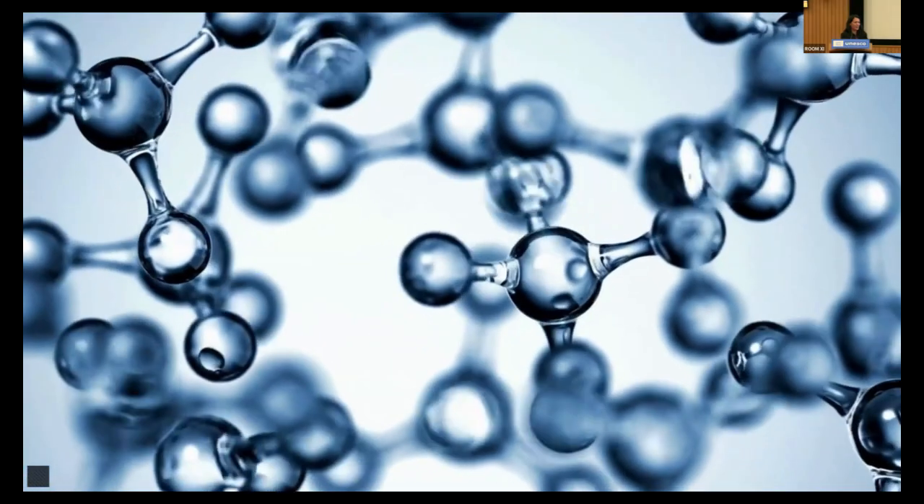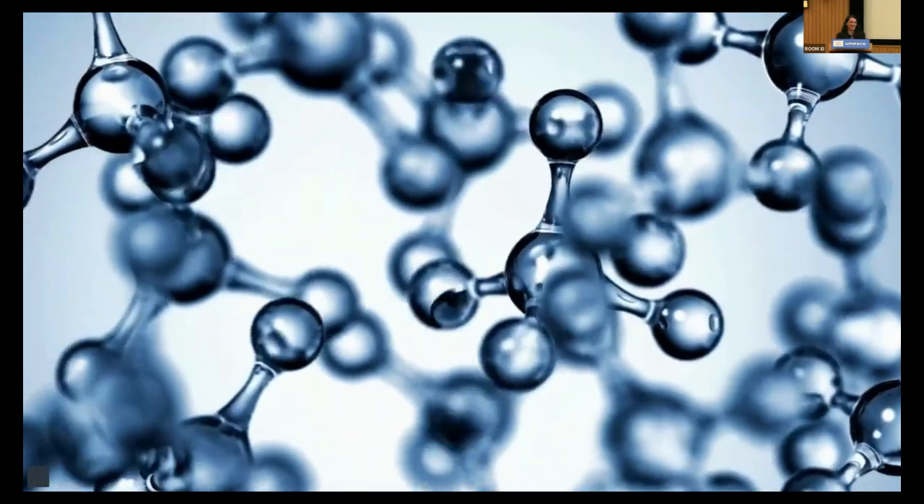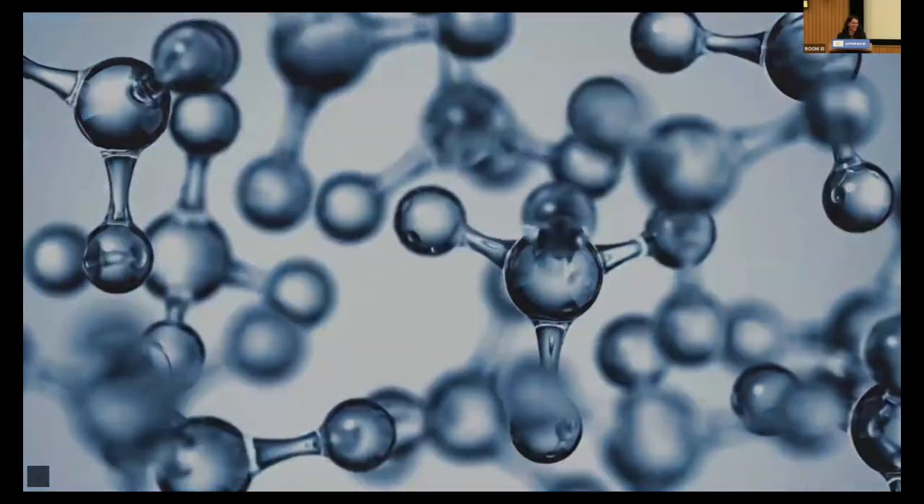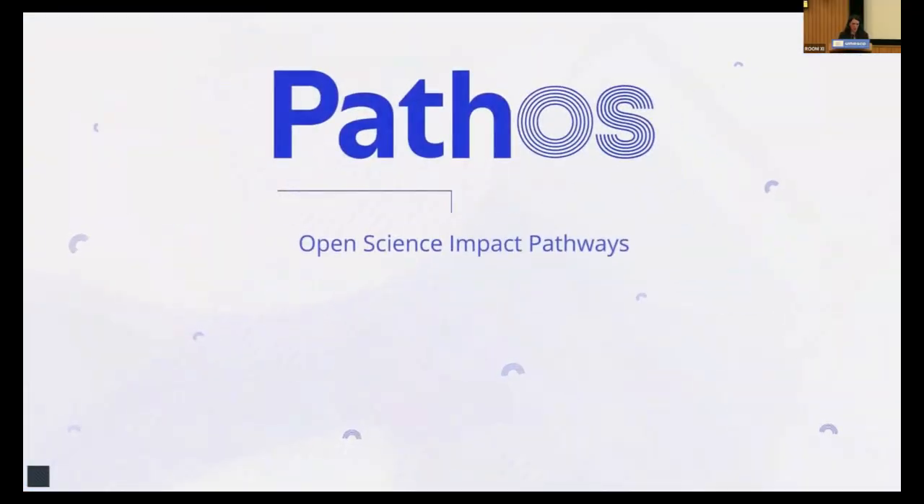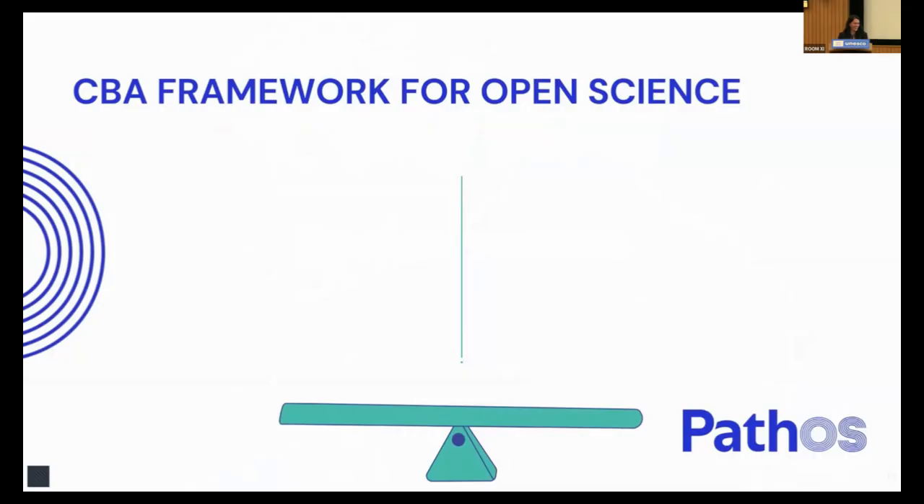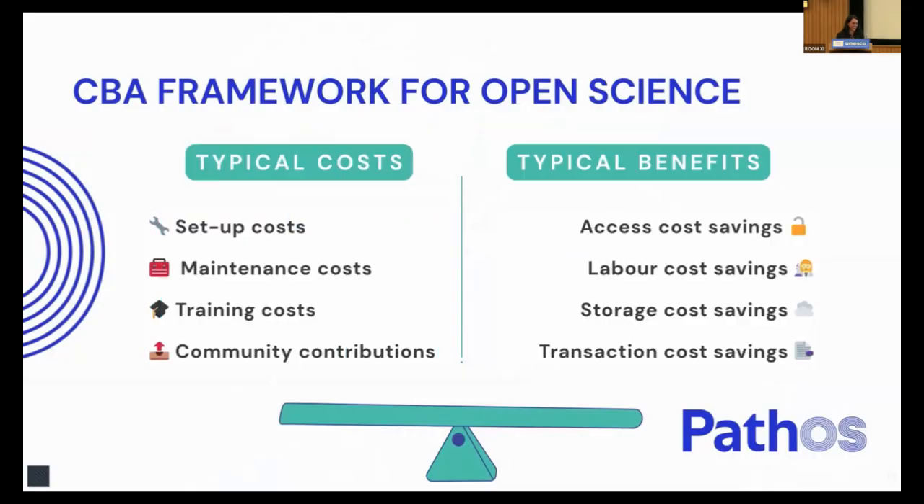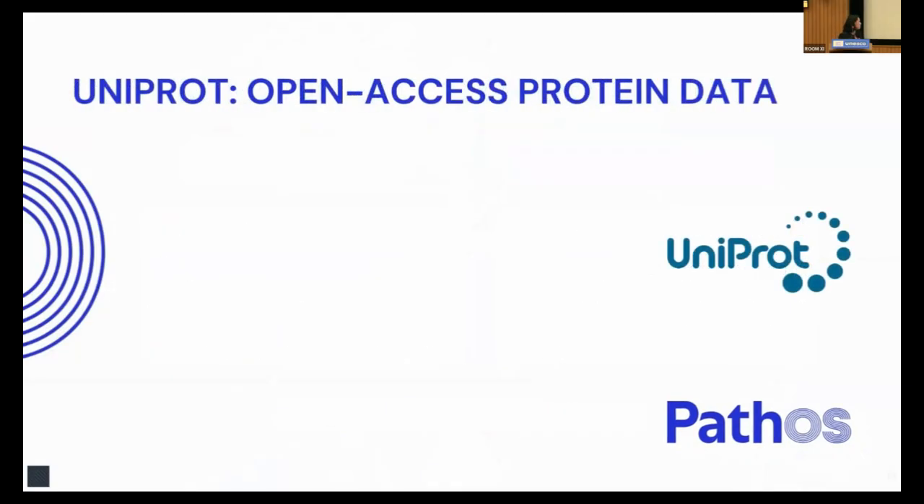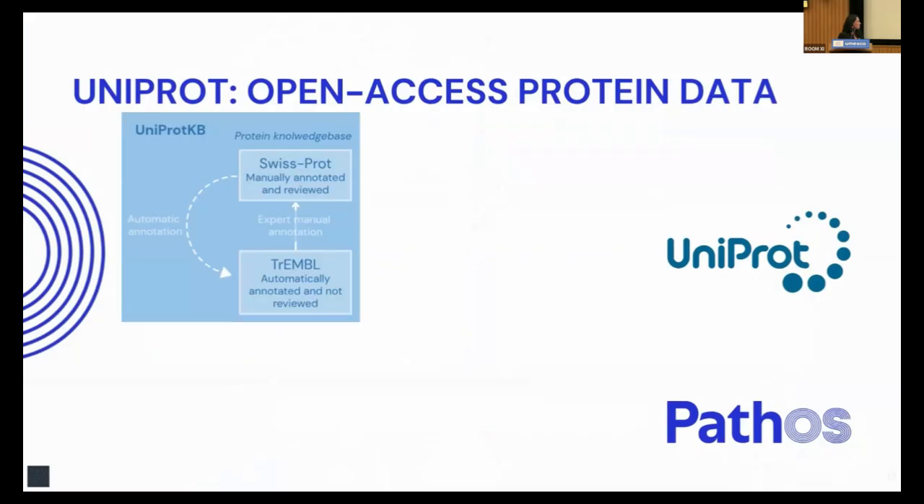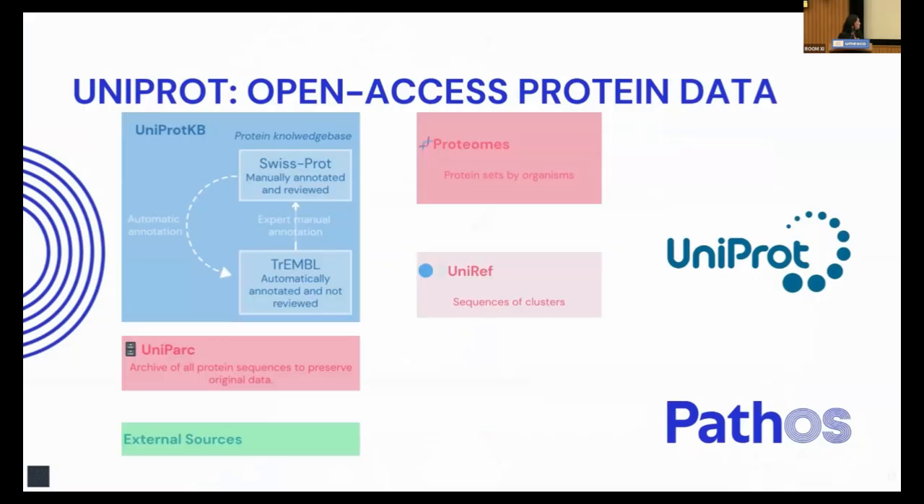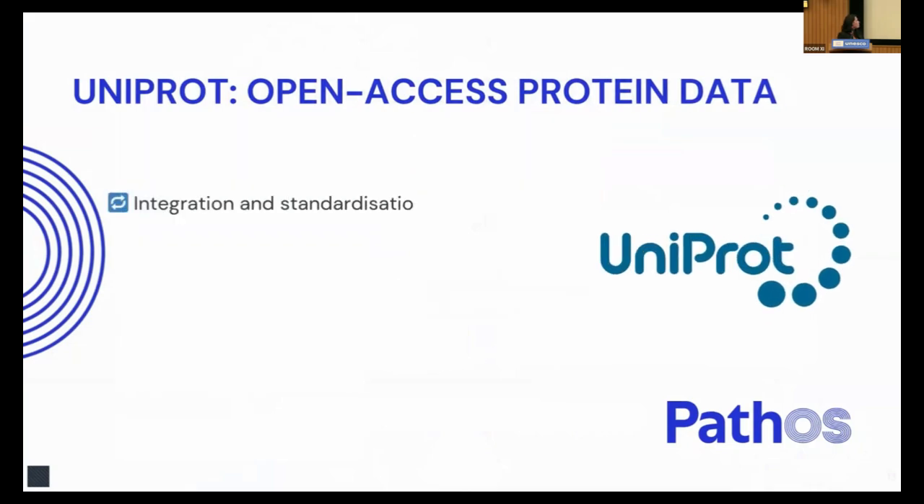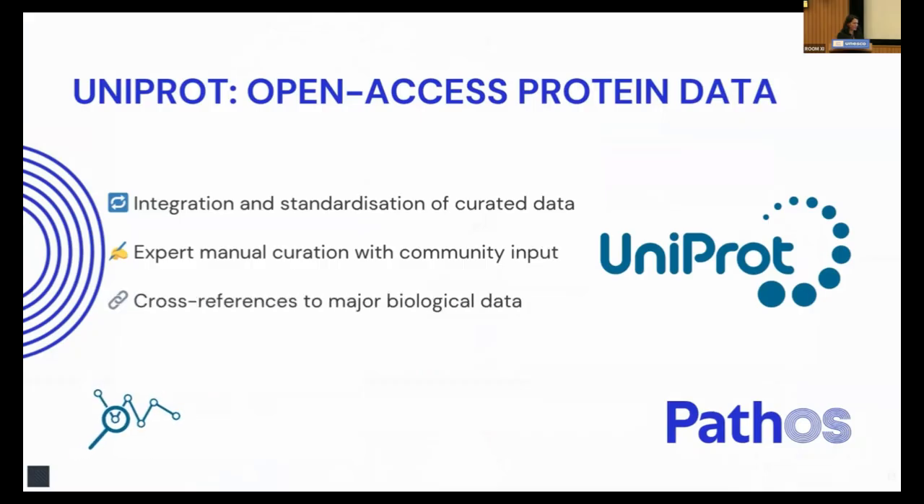Open science has the potential to accelerate research. But how can we measure its impact in a rigorous, systematic way? With PathOS, we designed a cost-benefit analysis framework to understand the true value of open science, assessing its costs and benefits and comparing them with a scenario where open science doesn't exist. We applied this framework to measure the value of UniProt, a global open science infrastructure that integrates 4 core databases providing standardized, curated protein data, continuously updated, community-enhanced, and cross-referenced for research worldwide.